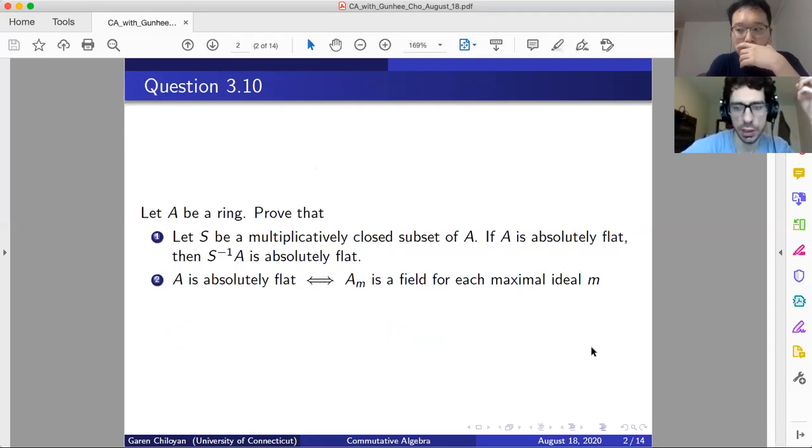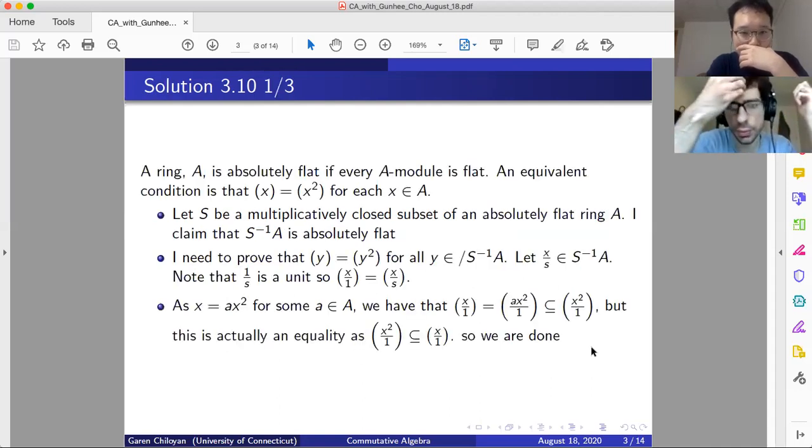So first, let's solve the first question. If S is multiplicatively closed and A is absolutely flat, then S inverse A is also absolutely flat. Why is that true? Let S be a multiplicatively closed subset of an absolutely flat ring, let's call it A. We have to prove that S inverse A is also absolutely flat. In other words, if you have an element y of S inverse A, I need to prove that the ideal generated by y is the same as the ideal generated by y squared.